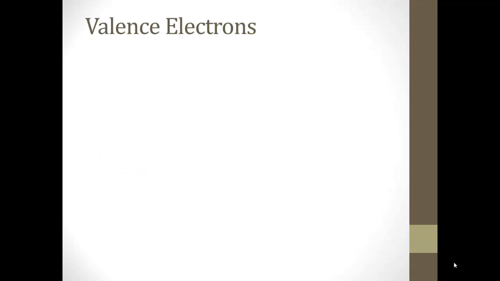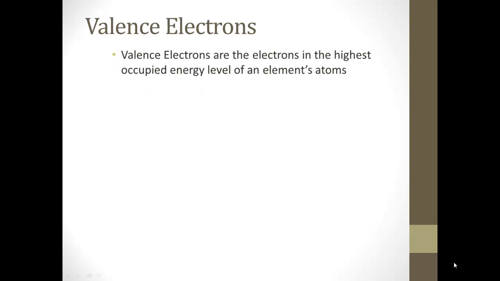And to really understand ions, the first thing we have to understand is valence electrons. Valence electrons are the electrons in the highest occupied energy level of an element's atoms. They're kind of like the electrons that are in the outer shell, the highest energy level shell.